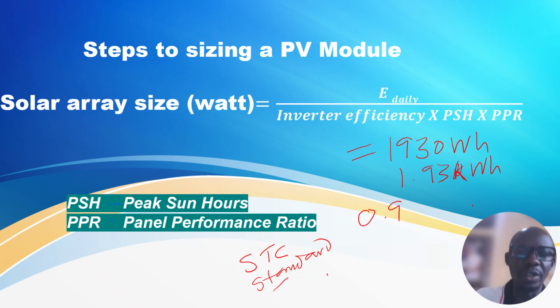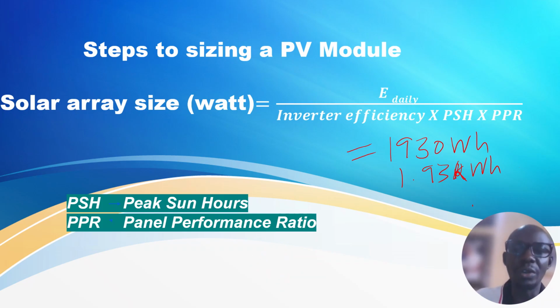Do you get it? On the back of the solar modules you will see something we call the nameplate, with STC, 25 degrees Celsius. So if something is tested at 25 degrees Celsius, how do you want it to perform best at 30 or 28 degrees Celsius? It will still perform, but the efficiency will be lower. So that's the peak sun hours: averagely, how many hours do you experience sunshine in a day? Then the panel performance ratio.